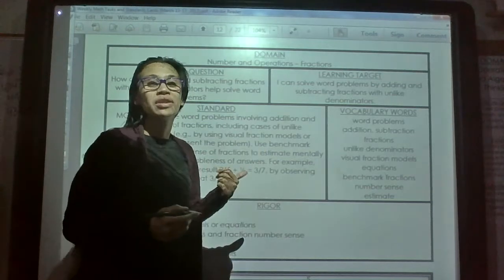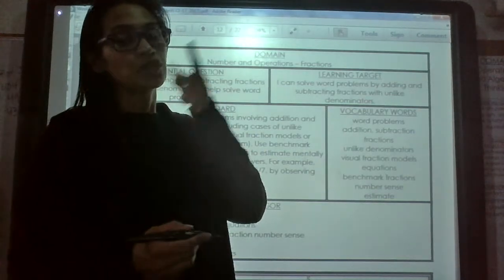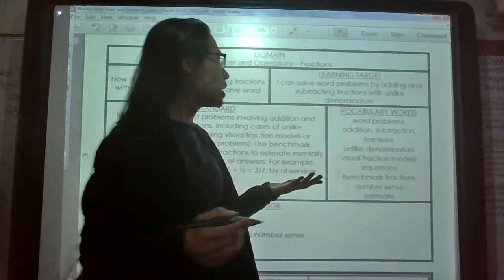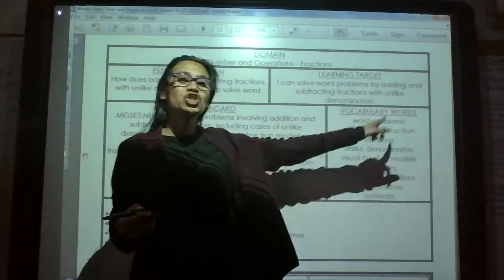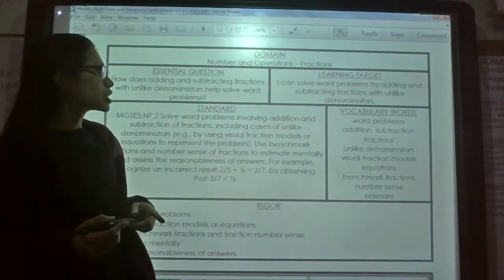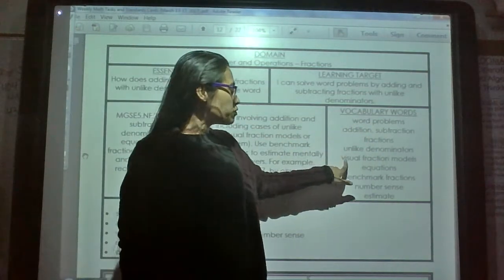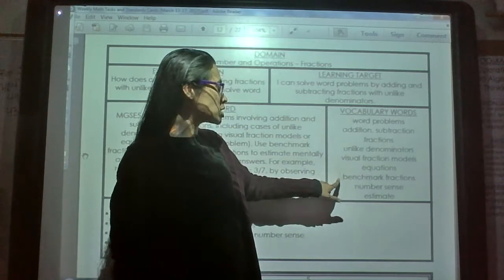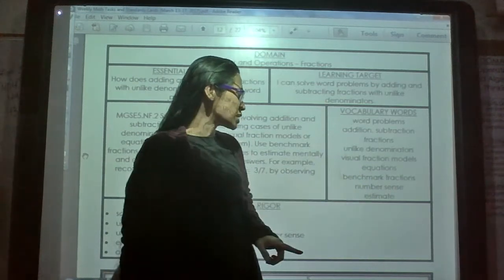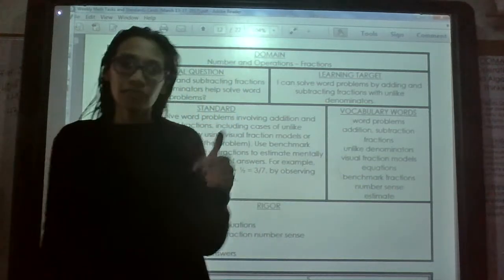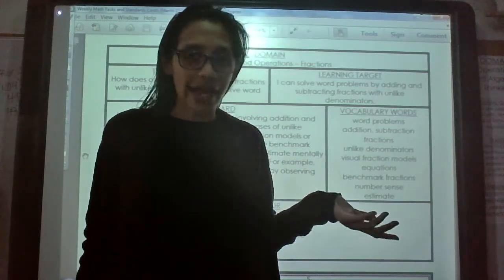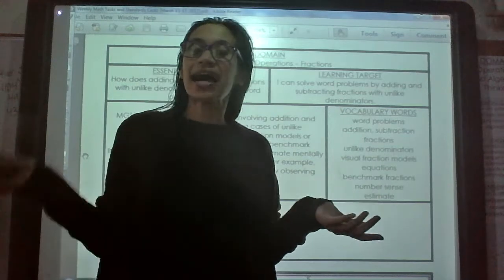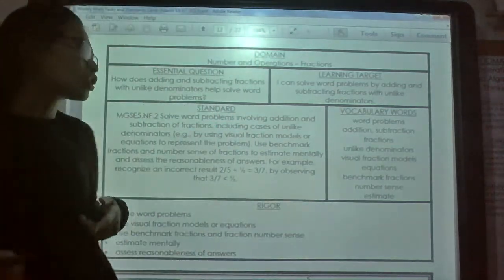We have some vocabulary words. You should know these words. You can write them down in your journal if you would like. Our vocabulary words: word problems, addition, subtraction, fractions, unlike denominators, visual fraction models, equations, benchmark fractions, number sense, and estimate. I have highlighters that you can use. If you have your own, that's great. If not, I have them. You can borrow them. You can go ahead and highlight some keywords in your journal as well.